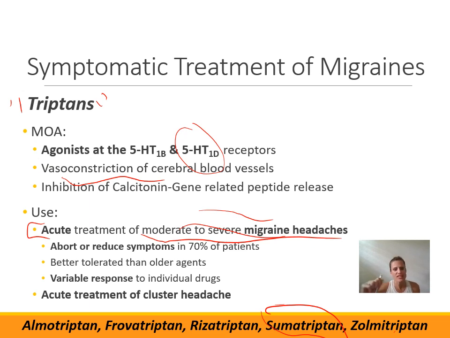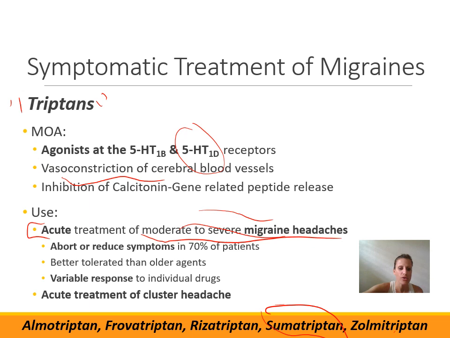And the triptans are much better tolerated than older agents. In a second, we'll look at the ergot alkaloids. Those are the older migraine meds that we have, and they are associated with some nausea and some other side effects that make them less desirable than these newer triptans.